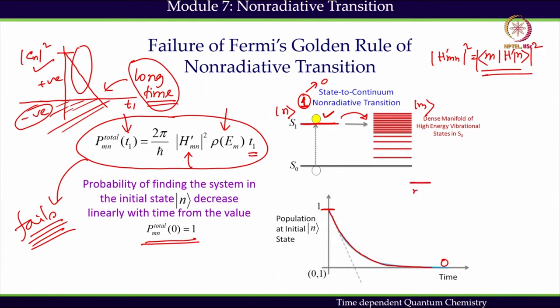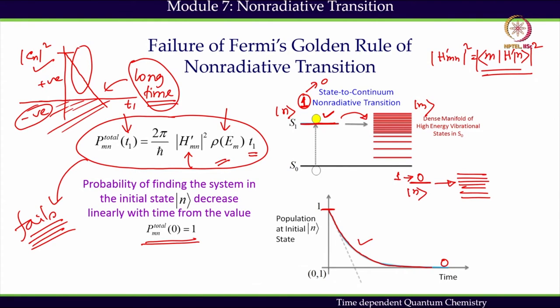If I start from an initial state n, and it is transferring the population to very closely lying states, then at a particular long time, there will be a population of 0. So it is starting from 1 and going to 0 population, and that is depicted within this exponential decay law. An exponential decay law is a well accepted law for any quantum decay, but Fermi's golden rule shows that it is going to be a linear decay, and that is why it fails to represent the long term behavior of quantum decay dynamics.